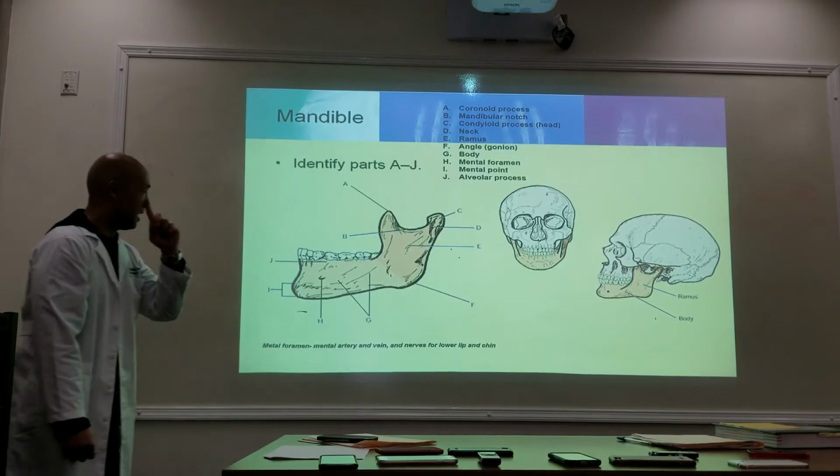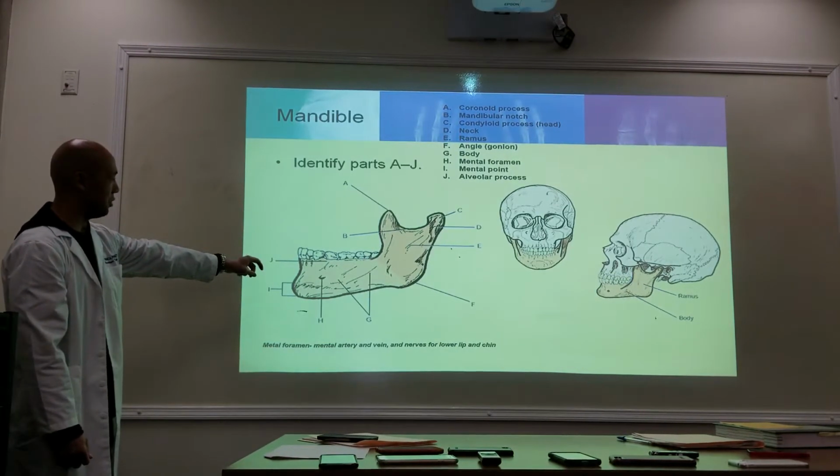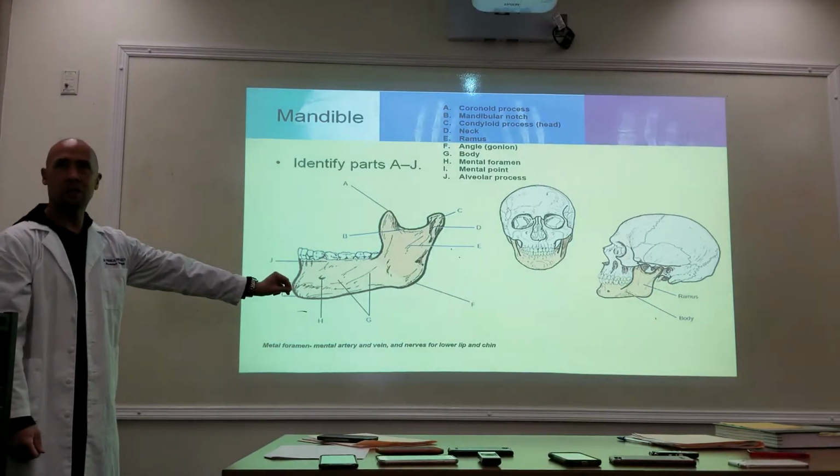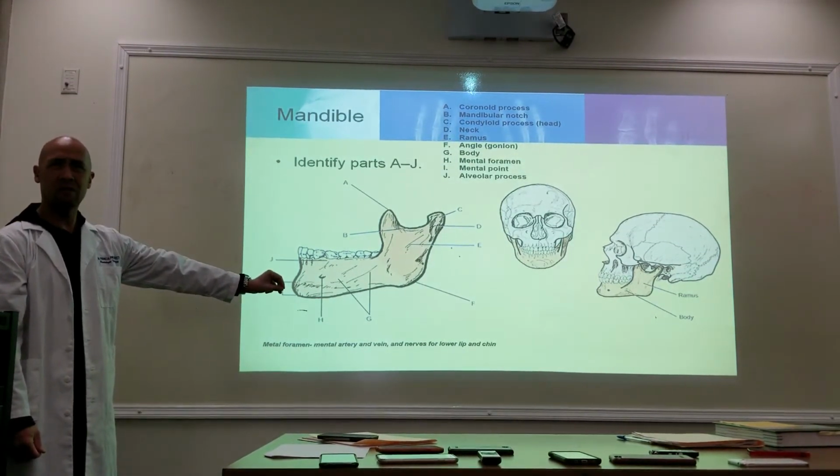I did find a typo. I think on your slides, Jay was pointing to... what does your slide say? Mental point? Symphysis. Symphysis, mental.